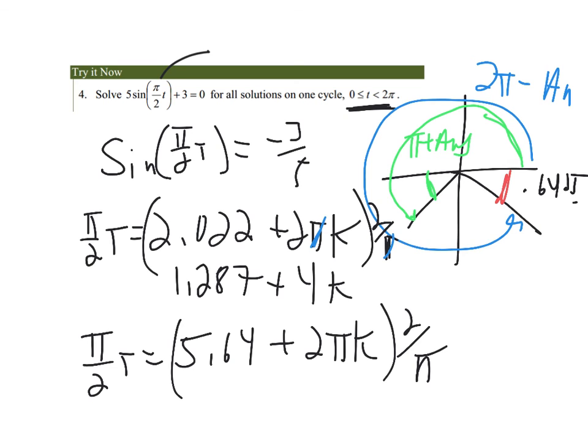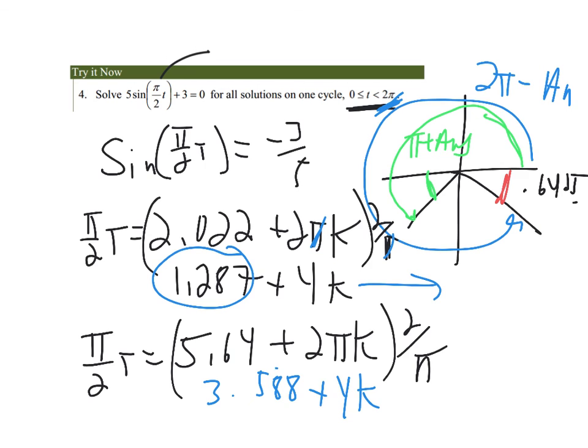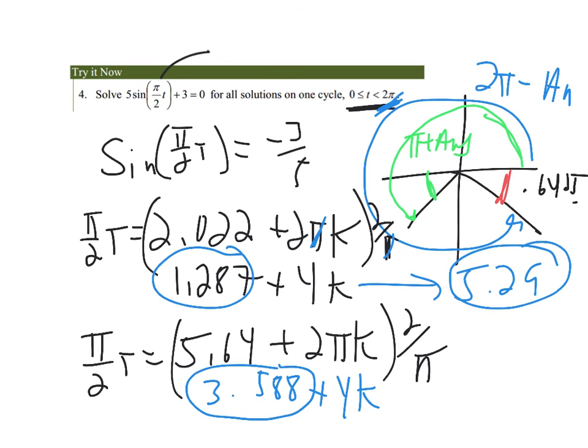And then we'll do the same thing down here. I'm going to take that 5.6 number, times it by 2, divide it by pi, so 3.588 plus 4k. And now we want to keep adding 4 until we get to 6.28, right? So here's one solution. Here's a second solution. To get the next solution, we're going to add 4 to that. I think there's only going to be 2 solutions here, looking at it. So 5.29 is the third solution, and then that plus 4. Oh wow, that's 7. So that's more than 2 pi. So we've only got these 3 solutions in this interval.